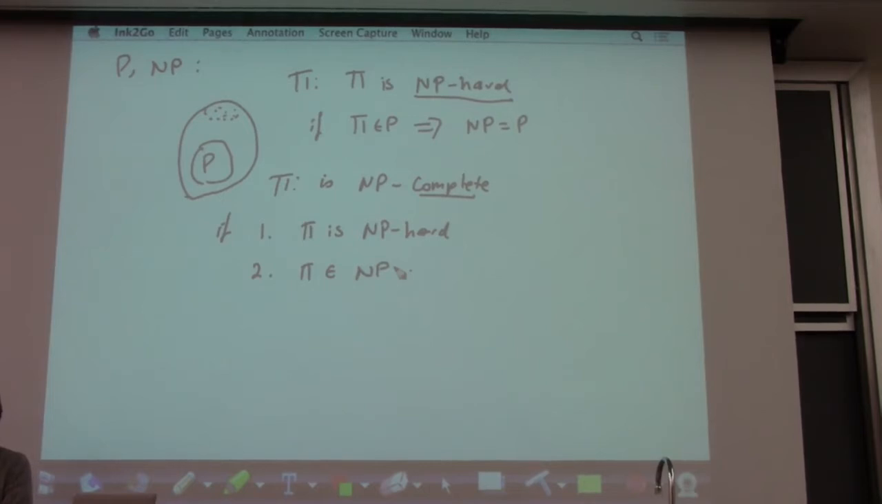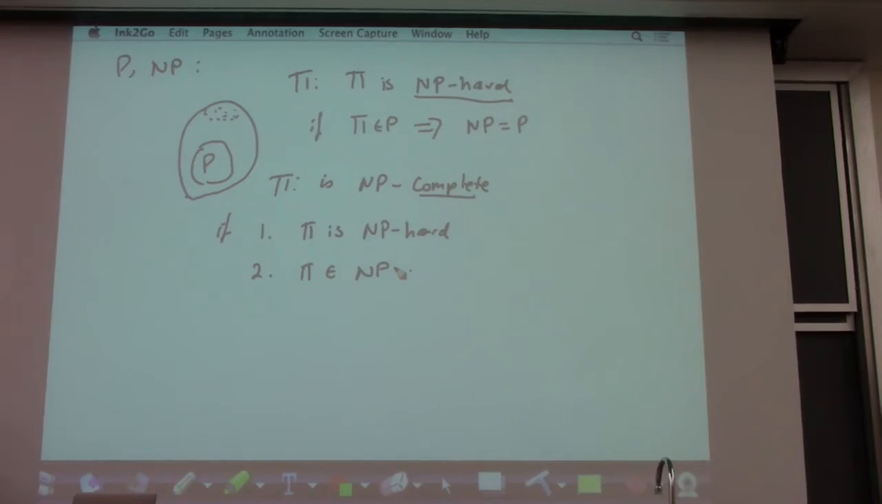So now we have a definition. We say pi is NP complete if two conditions hold: pi is NP hard and pi belongs to NP. Think of this as a good news, bad news situation. Oh my god, it's NP hard, it's horribly difficult. Oh wait, but it's in NP, it's not so bad.